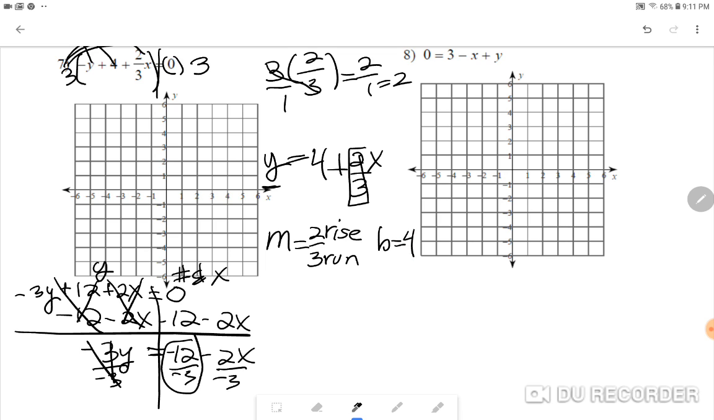So on the y-axis, look for the number 4 and put a point there. Now from there, go up 2 and 3 to the right. 1, 2, 1, 2, 3. Now take your ruler, connect those 2 points with a straight line, and that'll be your answer.